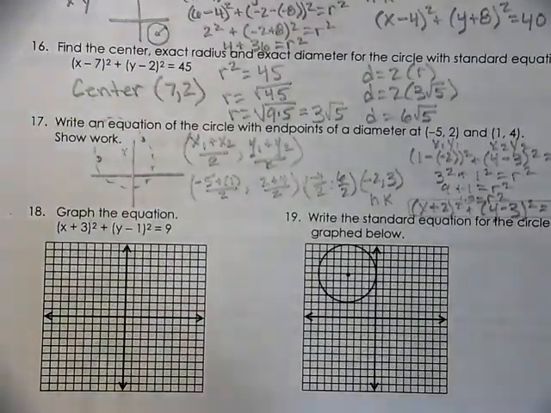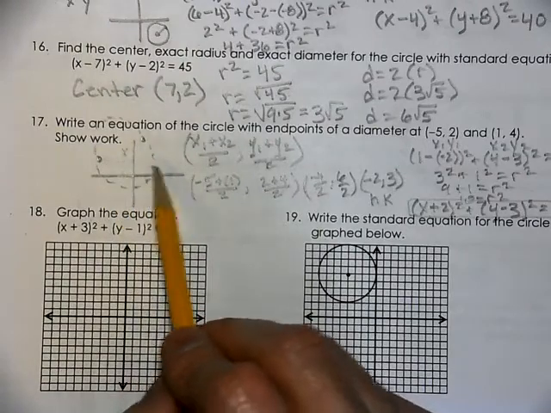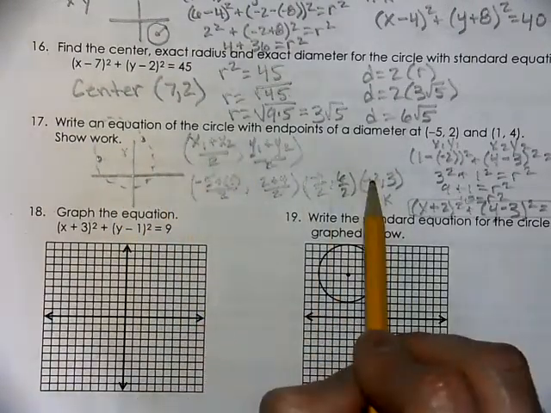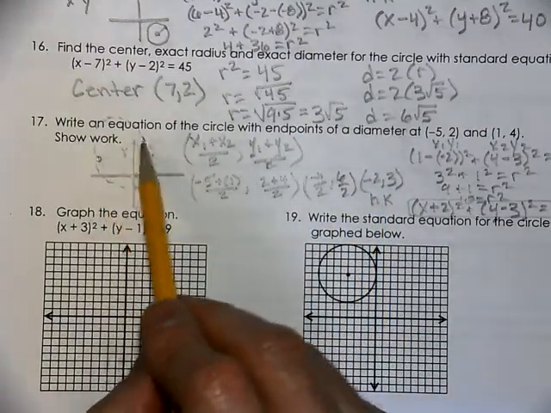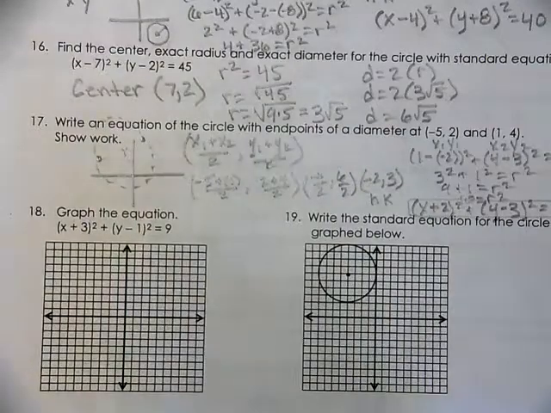That had a lot to it. First, you were given the endpoints of the diameter. You have to find the midpoint. Once you find that midpoint, then we can use either point to help us solve for what the radius would be.